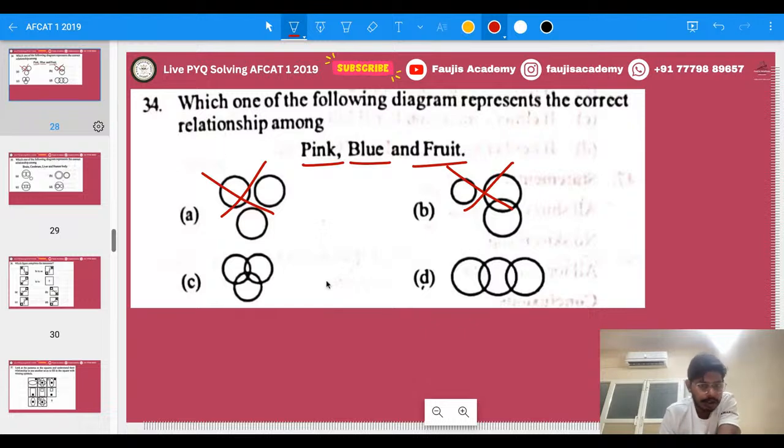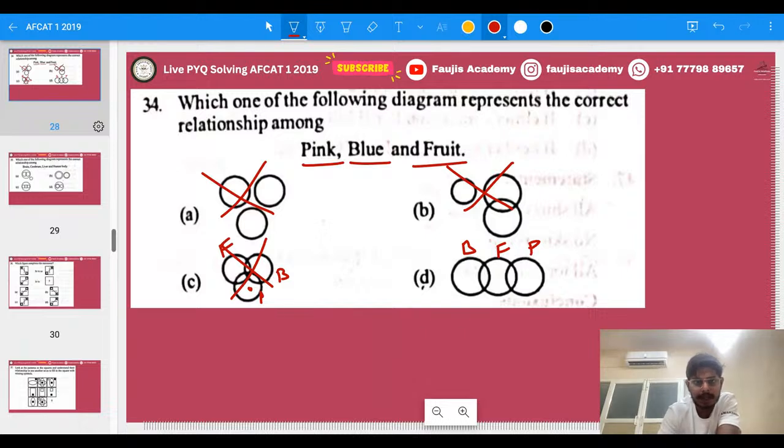Right? So there has to be an intersection. Isn't it? Can we use this one? Pink and blue. The fruits can be either blue and pink. No. Okay. Fruit is here, blue is here, pink is here. Okay. So 34 we'll go ahead with which one?